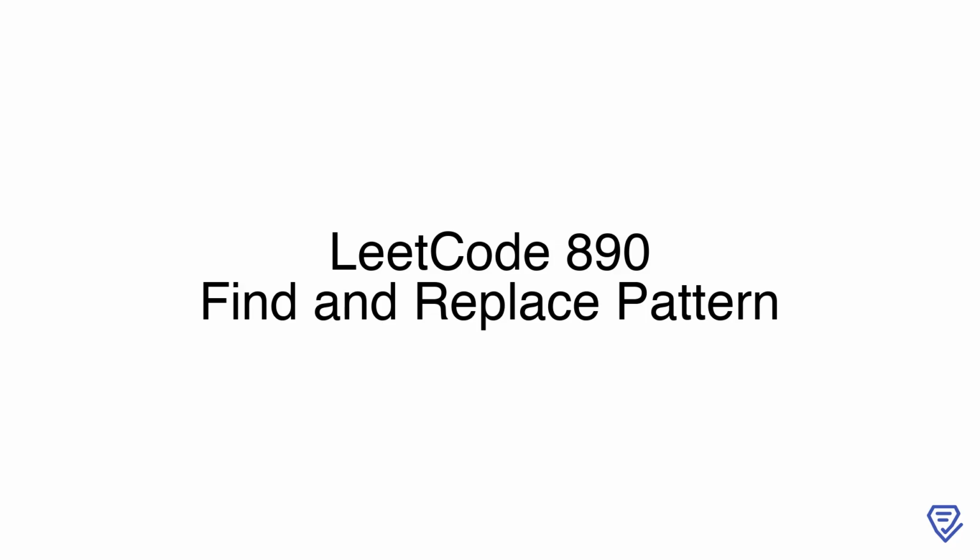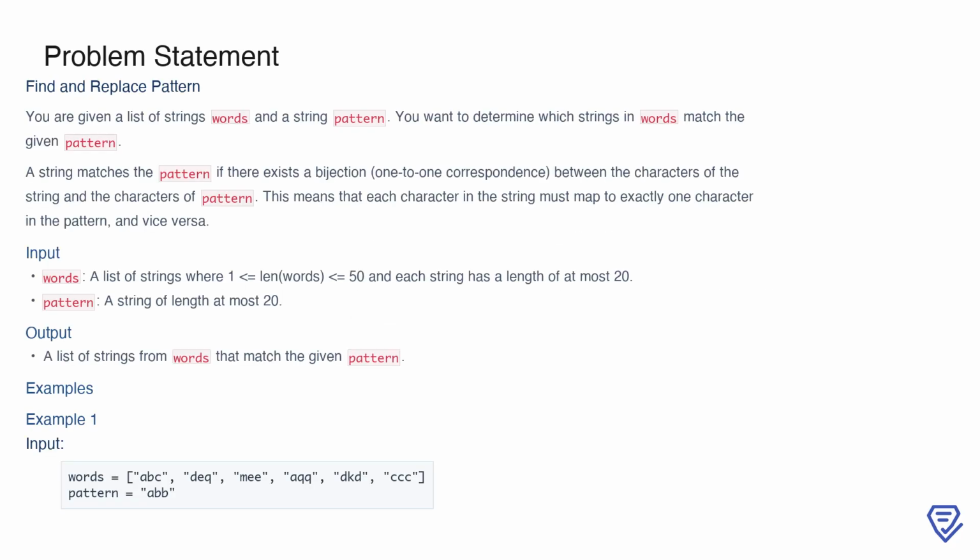Let's explore it together. In this problem, you're given a list of strings called words and a single string called pattern. The goal is to find which strings in the words list match the given pattern. A string matches the pattern if there is a bijection, or a one-to-one correspondence, between the characters in the string and the characters in the pattern. This means that each character in the string maps to exactly one character in the pattern, and no two characters in the string map to the same character in the pattern.